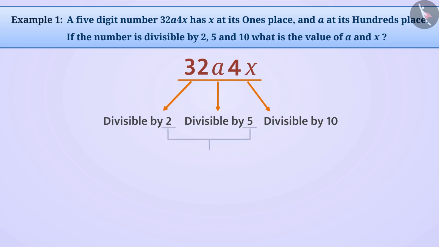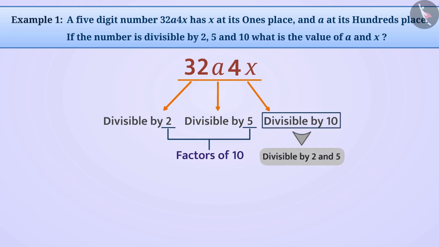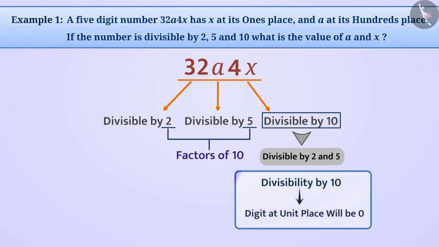Since both 2 and 5 are factors of 10, any number which is divisible by 10 will also be divisible by 2 and 5. So, here we can find the answer by using the rule for divisibility by 10 only. The given number will be divisible by 10 only if the digit at ones place, that is, x, is 0. Thus, we have found the value of x. Now, can you find the value of A? Try it.